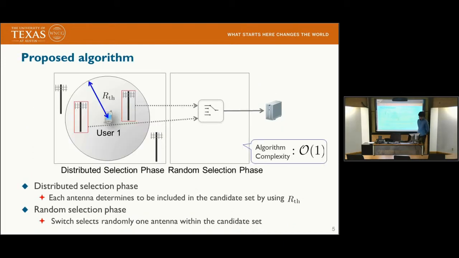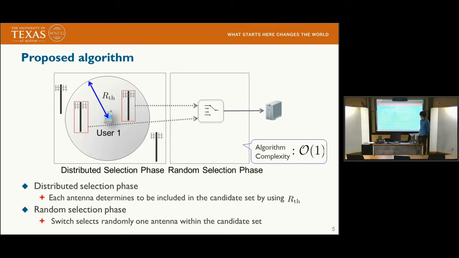Now I'll explain the simple proposed algorithm. The proposed algorithm consists of two phases. At the first phase, called the distributed selection phase, each antenna determines itself to be included or not into a candidate set. Then at the second phase, called the random selection phase, the antenna selection switch randomly selects one antenna within the refined candidate set. Therefore, we have two separated phases in the algorithm.